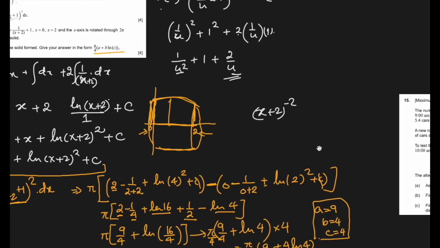Alright, question number 15. The number of cars arriving at a junction in a particular town in any given minute between 9 a.m. and 10 a.m., 1 hour, is historically known to follow Poisson distribution with a mean of 5.4 cars per minute. Okay, that means mean is 5.4 per minute. Let's see, they ask a minute or hour later.